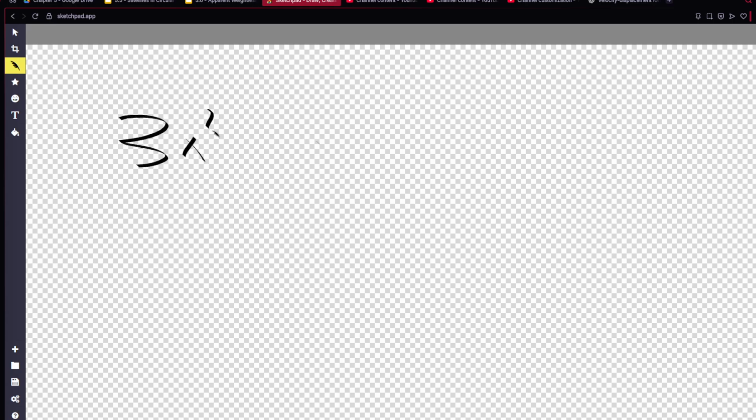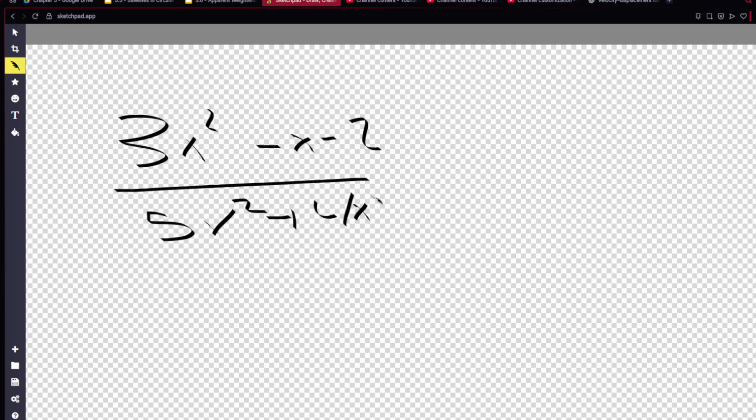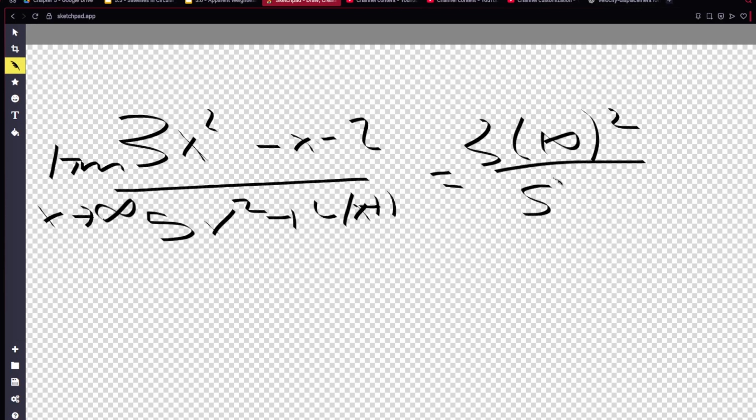So we'll take 3x squared minus x minus 2, over 5x squared plus 4x plus 1. And we'll say the limit as x approaches infinity, because we need to. I guess it wouldn't really matter here if we use dominance theory because the x's are squared. But anyway, you can't do 3 times infinity squared divided by 5 times infinity squared. What does that even give us? How can you divide infinity by infinity?